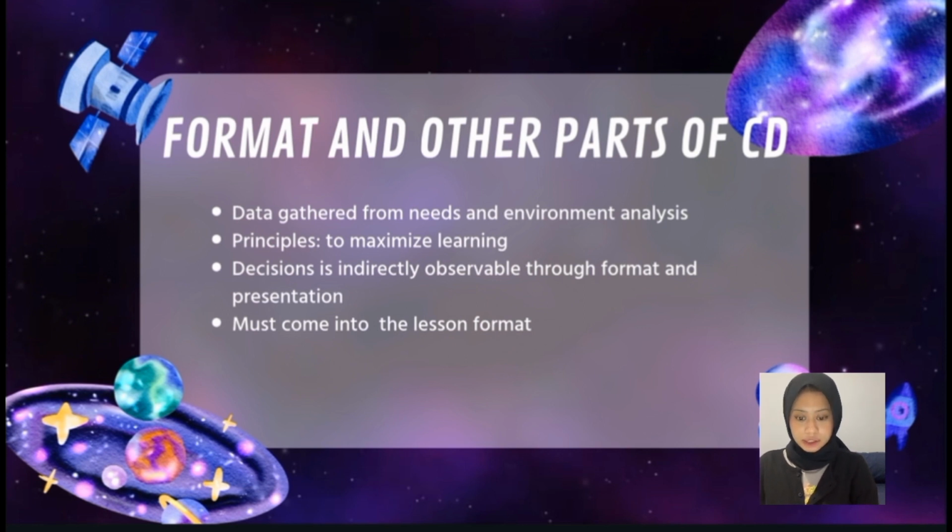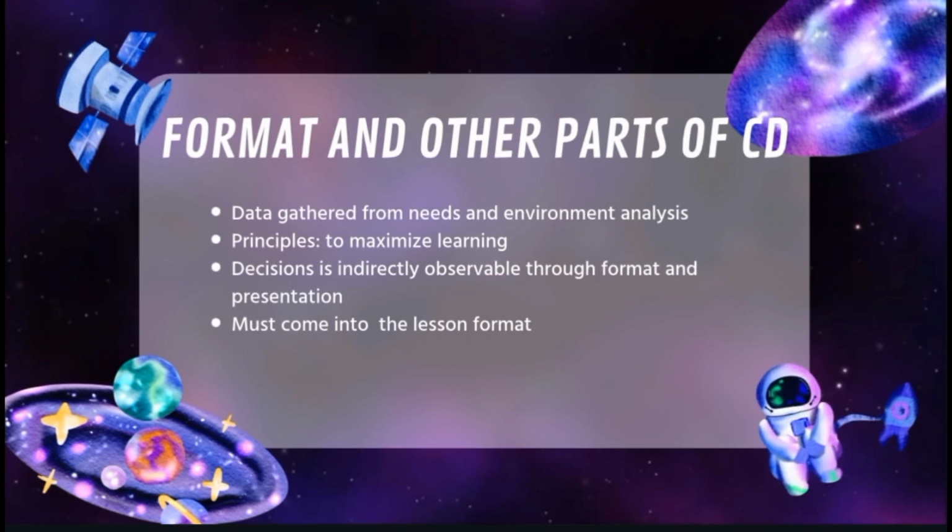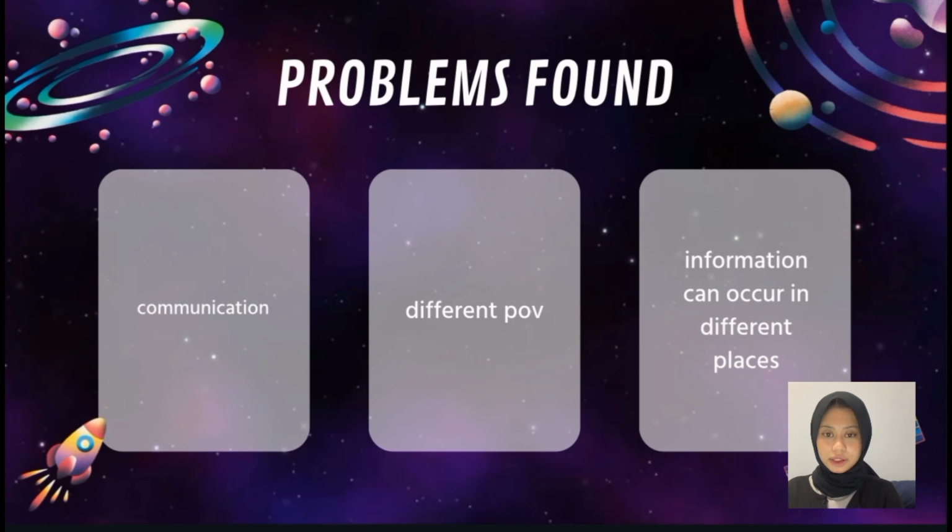The third one is decision. It is decision regarding constraints, needs, principle, content, and sequencing that will only be indirectly observable through format and presentation. The last one, it will come into the lesson format, or else it will not happen successfully according to the other terms. However, the curriculum design itself sometimes has met problems.